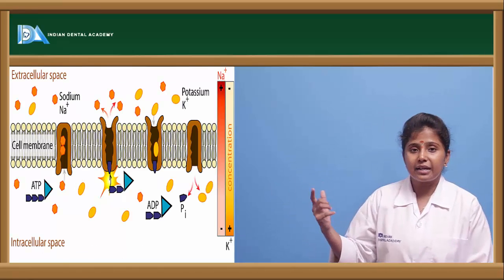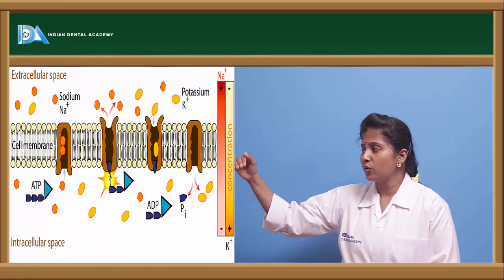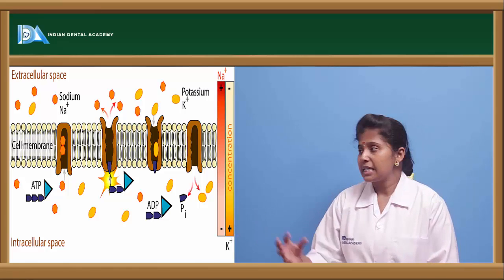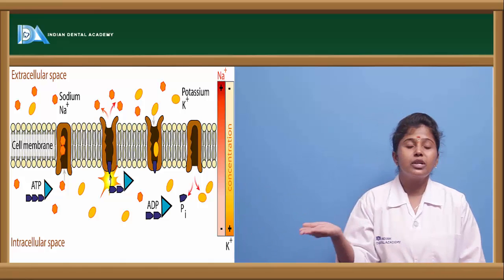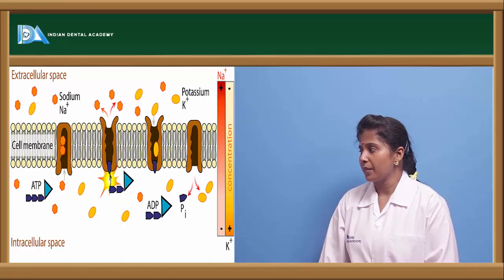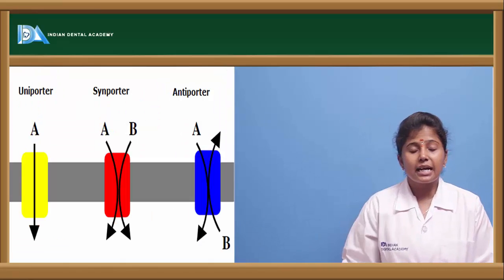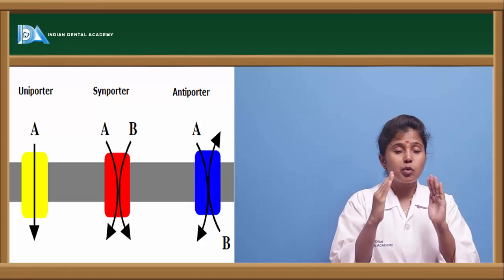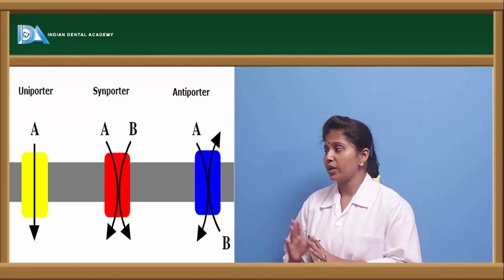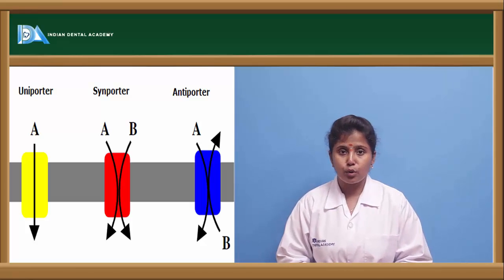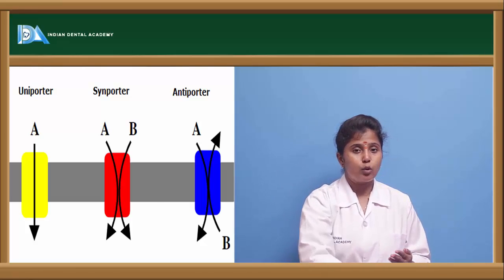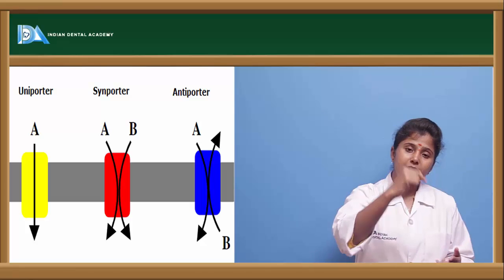Here is the diagrammatic representation. Sodium moves inside the cell with the utilization of ATP, and it requires a carrier protein, which here is the carrier or channel proteins present on the plasma membrane. The transporters in active transport are of three types: uniport, symport and antiport. Uniport allows only one molecule to go in, only unidirectional, in the same direction.